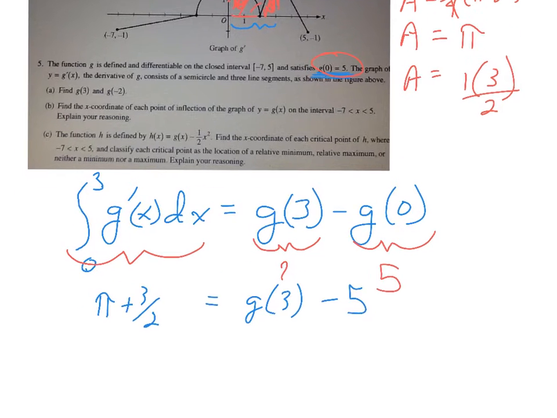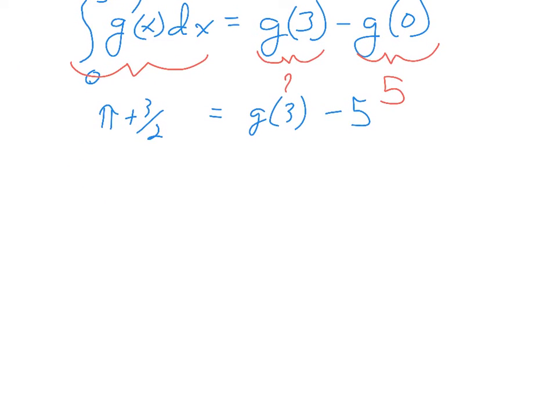Okay, let's slide this up. So now we're just working with this particular algebraic expression right here. I'm going to bring my negative 5 over to the other side. So we're going to add 5 here, and we're going to add 5 over here. So when we're done, we're going to get g of 3.